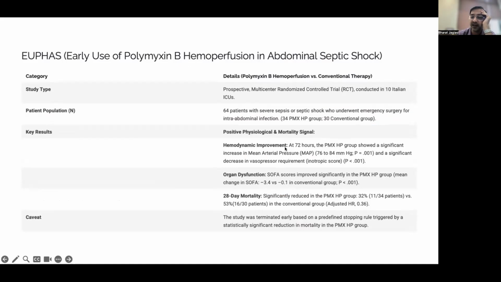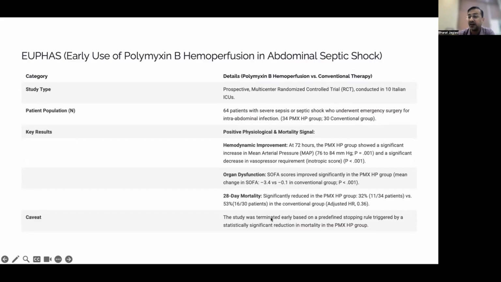So this is a multi-center randomized controlled trial, which studied 64 patients with severe sepsis and/or septic shock who underwent surgery for intra-abdominal infection. There were 34 patients in the polymyxin group and 30 patients in the conventional group. It showed a hemodynamic improvement at 72 hours. Organ dysfunction improved in terms of improved SOFA scores, and of course there was a mortality benefit as well.